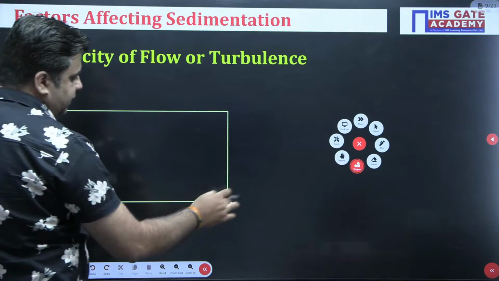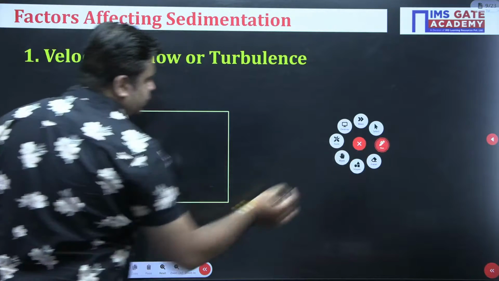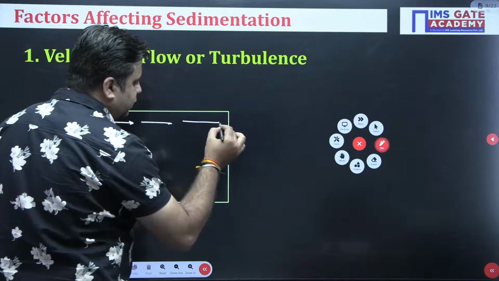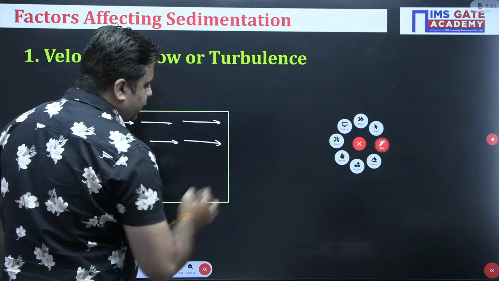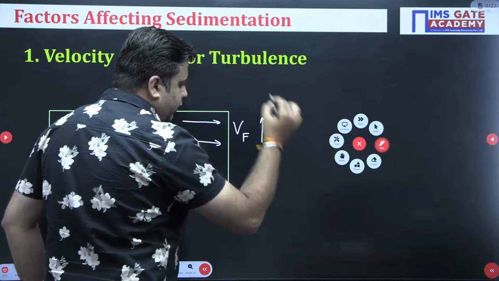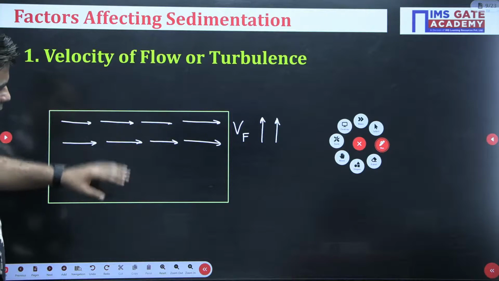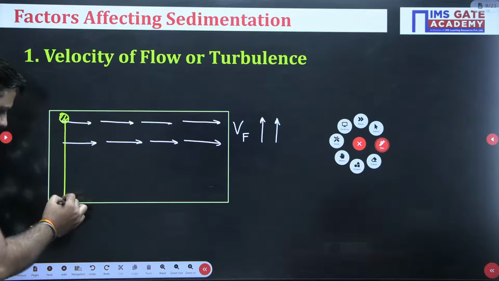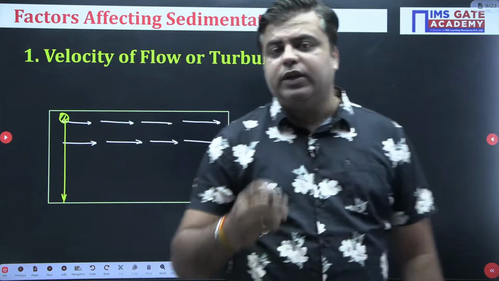My dear, just take this tank for an example. If the velocity of flow, Vf, is very high, then in this case the time available with the particle to reach from the top to the bottom of the tank is not there.